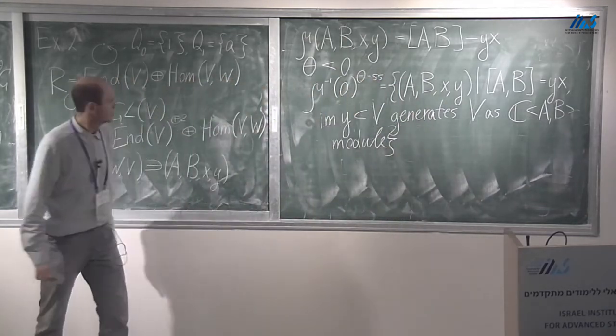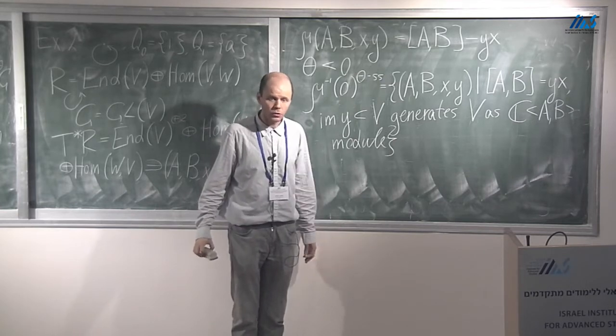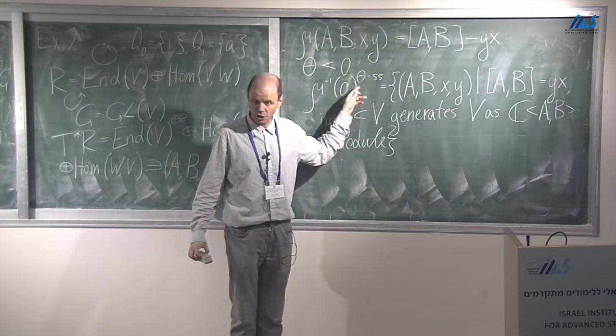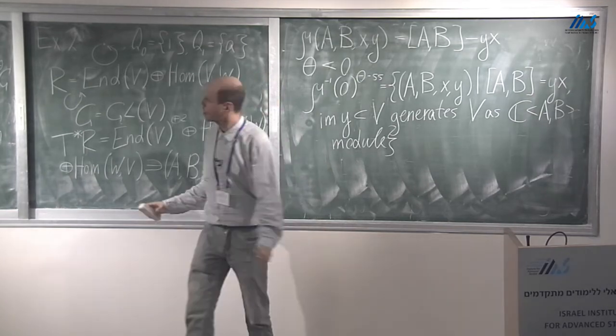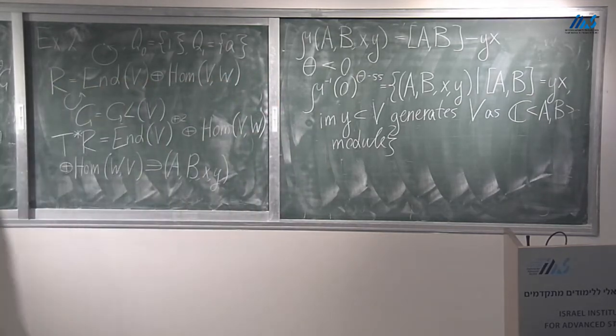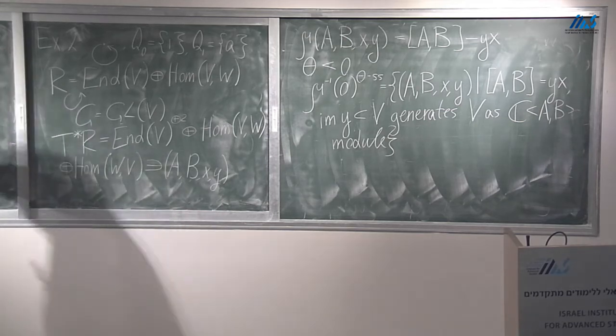So this is the space that I'm going to quotient out. Just note that the action of G is free on this space. So I'm just parameterizing orbits. And the description of the orbit space is easy when W is equal to 1.